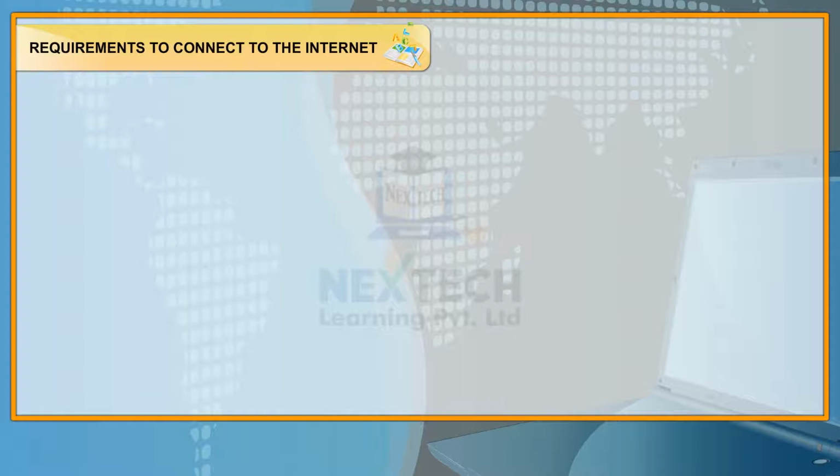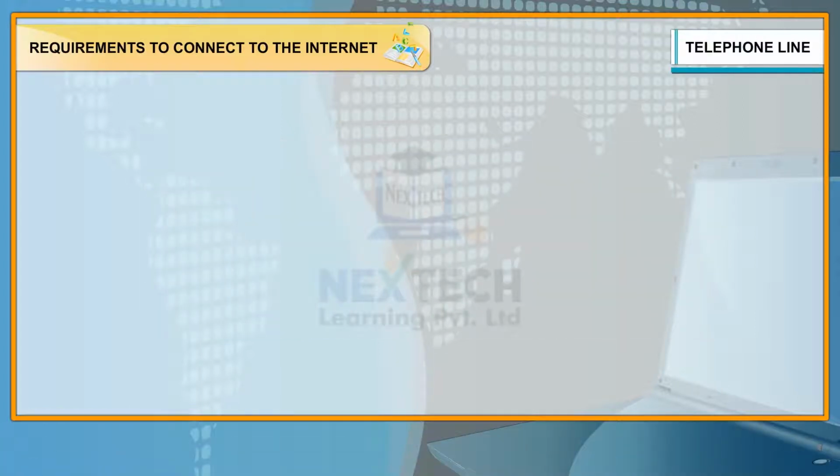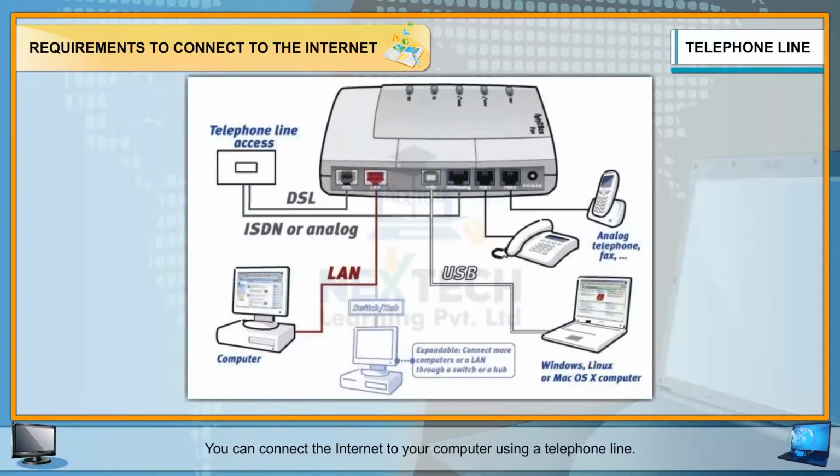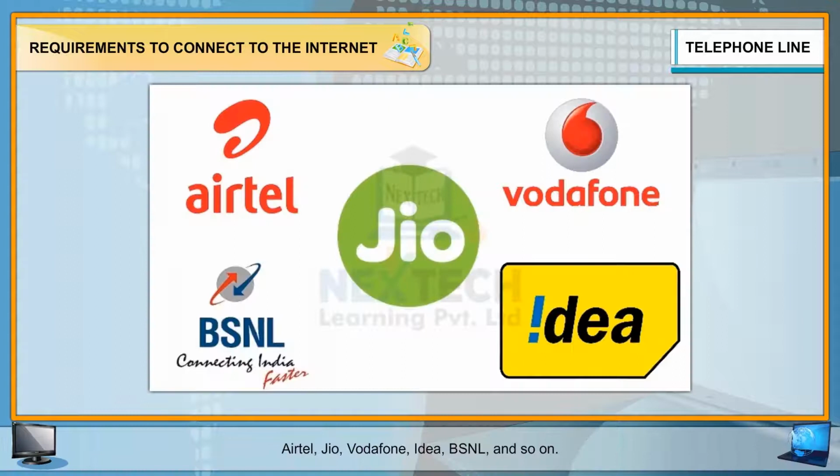Requirements to connect to the Internet. The things required for connecting a computer with an Internet connection are a telephone line. You can connect the Internet to your computer using a telephone line. This service is provided by an Internet Service Provider, ISP. Some of the ISPs are Airtel, Jio, Vodafone, Idea, BSNL and so on.